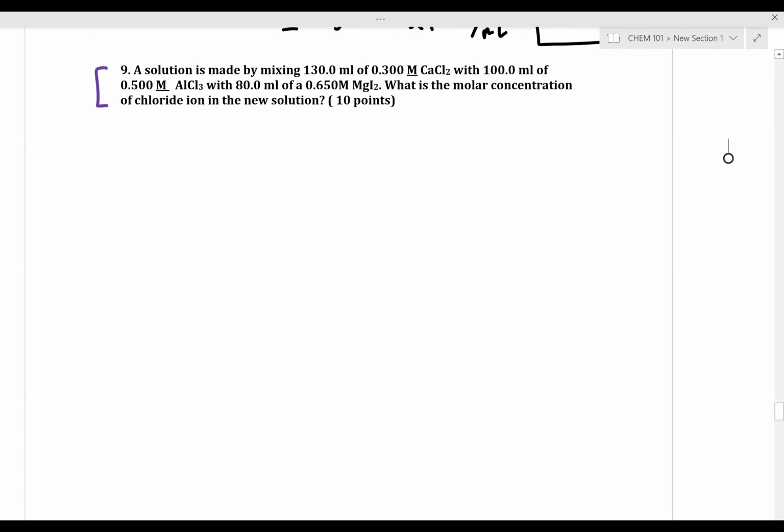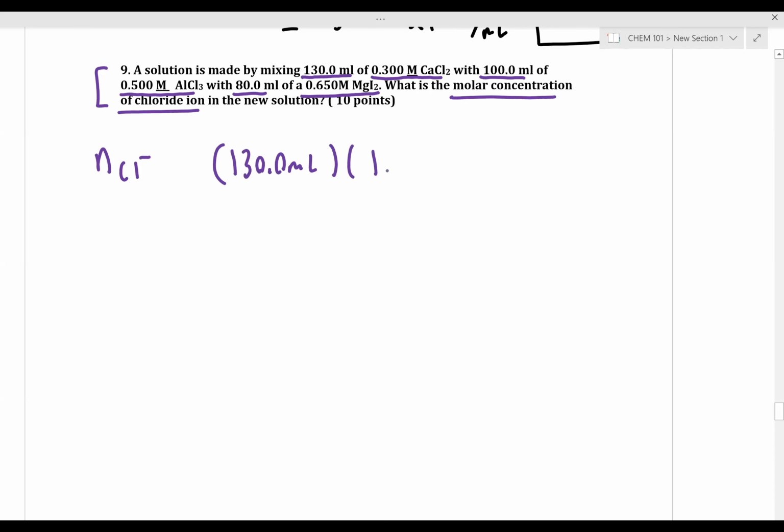So we said we have a solution that's made by mixing 130 milliliters of 0.3 molar calcium chloride, 100 milliliters of 0.5 molar aluminum chloride, and 80 milliliters of 0.650 molar magnesium iodide. And we're asked to figure out the molar concentration of chloride ion in the new solution. So first things first, we need to figure out the moles of chloride from each of these solutions. So let's start with calcium chloride. We have 130.0 milliliters of calcium chloride solution. We know that there are 10 to the negative third liter per mL.